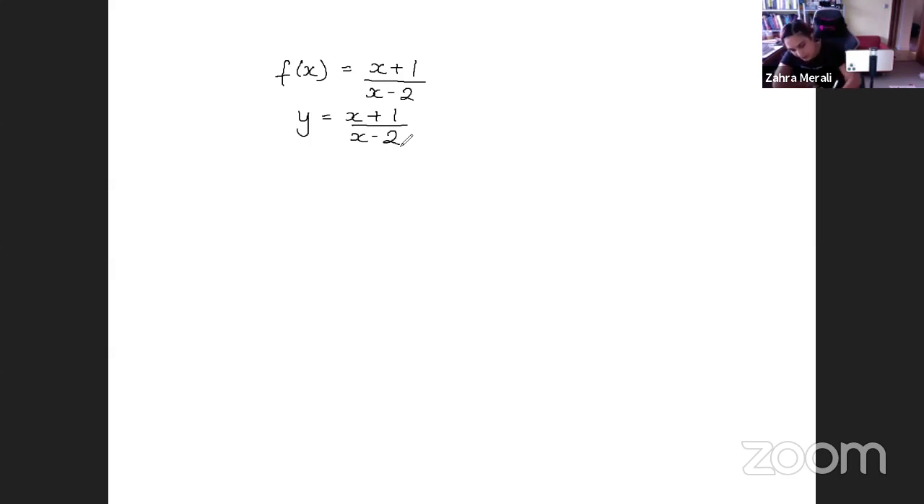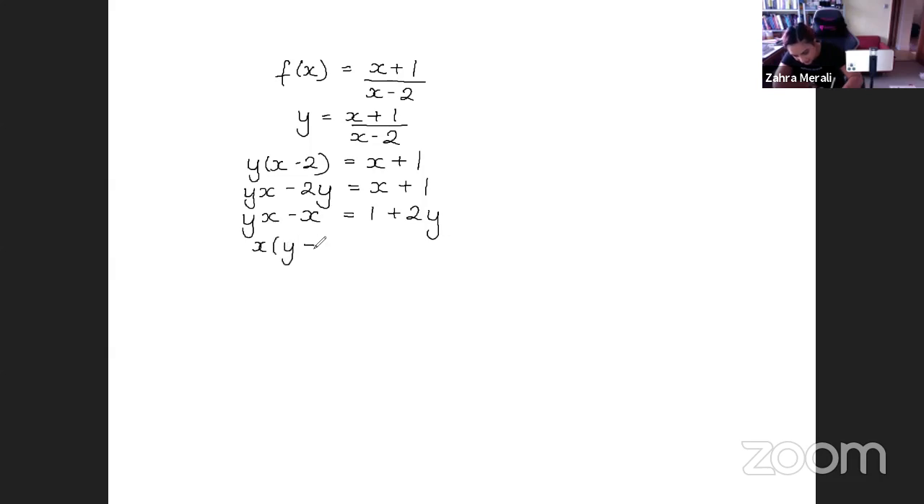So I'm going to multiply up the x minus 2. I'm going to open out my brackets. yx minus 2y equals x plus 1. I'm trying to make x the subject, so I'm going to put all the x's on the left. yx minus x equals, I'm going to move the 2y over as well in that same step. I'm going to take x outside the bracket and factorize that bit. And then I get x equals 1 plus 2y over y minus 1.